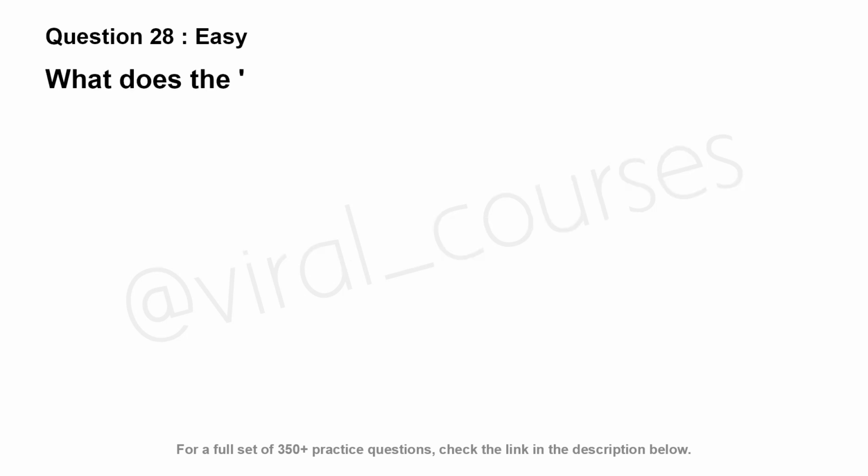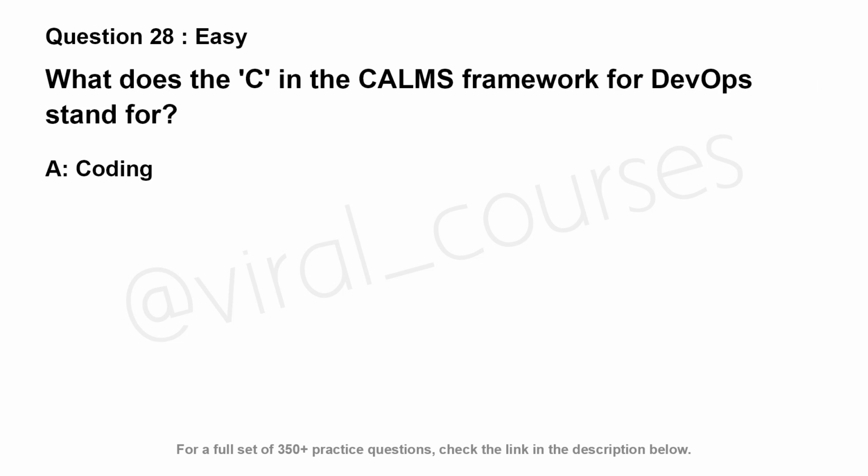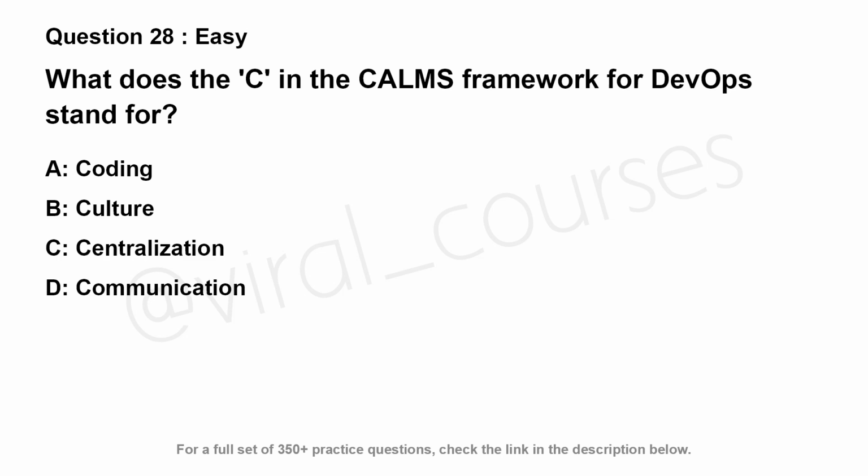What does the C in the CALMS framework for DevOps stand for? Option A, coding. Option B, culture. Option C, centralization. Option D, communication.